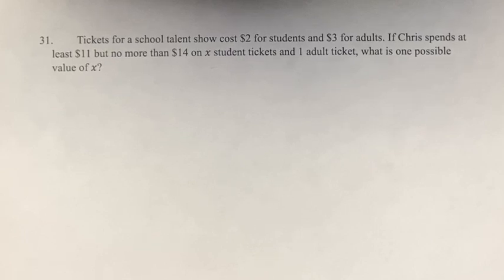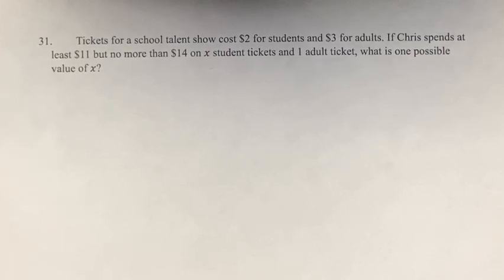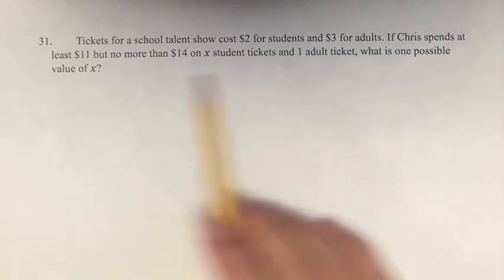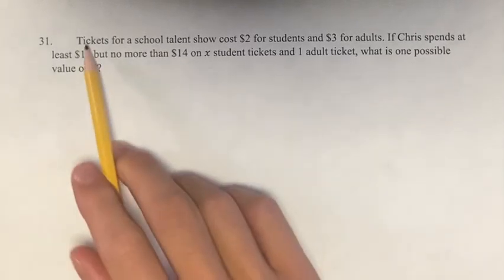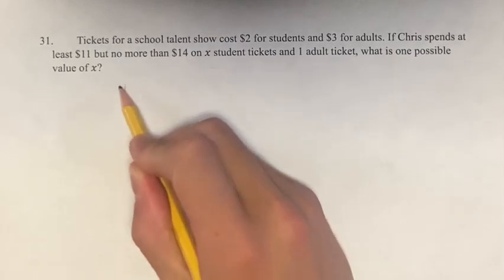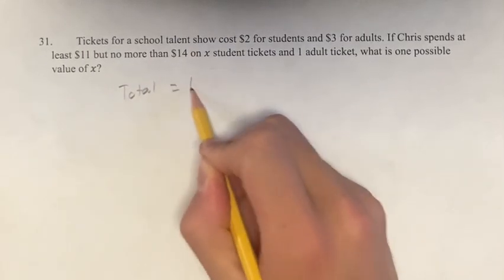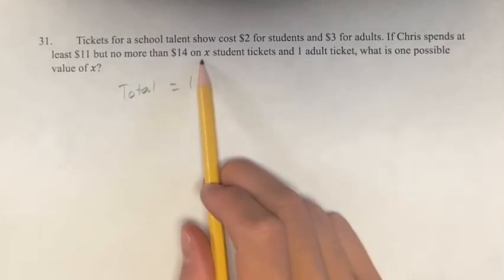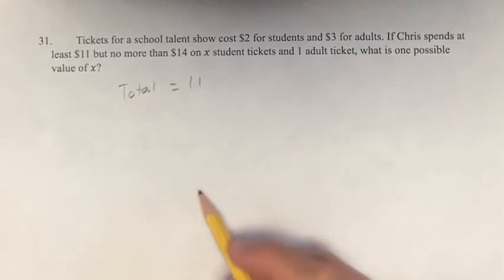So to find one possible value of X, we have to pick one possible total spending. And we have at least 11, but no more than 14. So let's just pick 11. You could pick anything in that range. So we're saying the total he spent was 11. And this is X student tickets and 1 adult ticket.